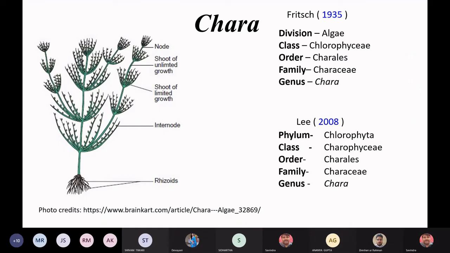Good morning, students. Today we are going to start the new genus, that is Chara. But before we start this new genus, let's have a quick revision of class Charophyceae.